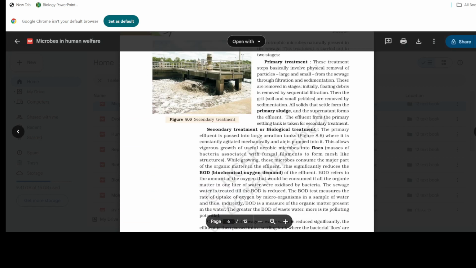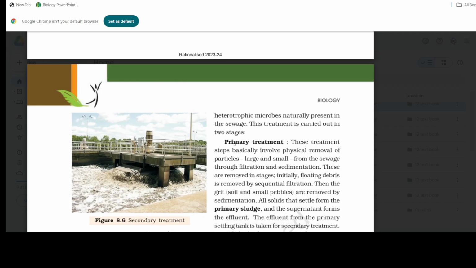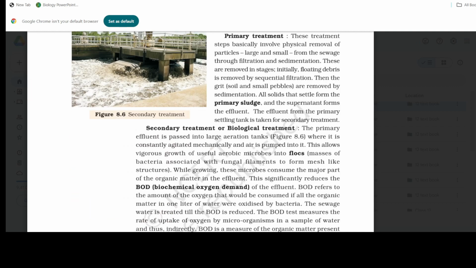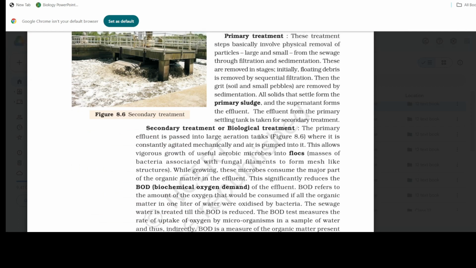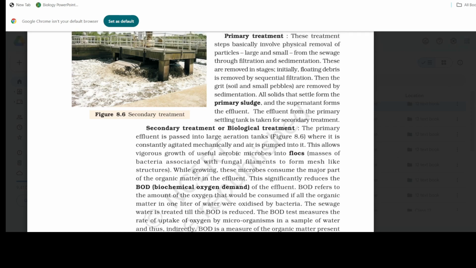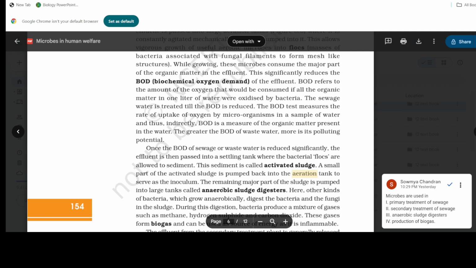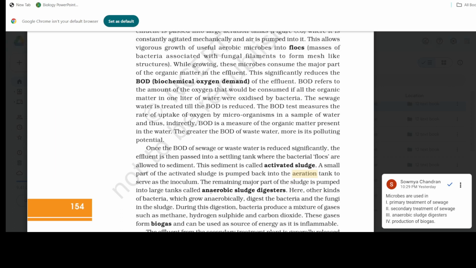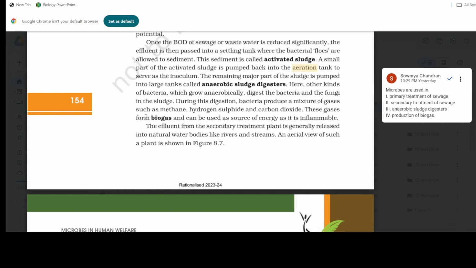So, primary treatment. Here, do they use the bacteria or the microbes? These treatment steps basically involve physical removal of particles. So there is no role of bacteria or microbes here. Coming to the secondary treatment, the primary effluent is passed into large aeration tanks where it is constantly agitated and aerobic microbes are allowed to grow. So in secondary treatment, we use aerobic microbes. Then after that we get the sludge. So we use anaerobic bacteria as the sludge digester. So there also we use them, and we know for the release of biogas also microbes play a major role.